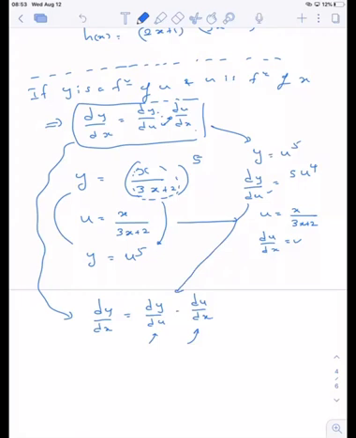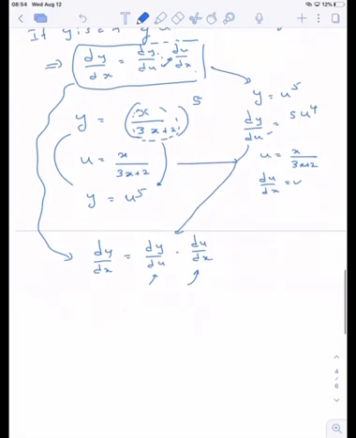Right? And try this problem as well. Okay, so let's talk again about this last section next time as well.